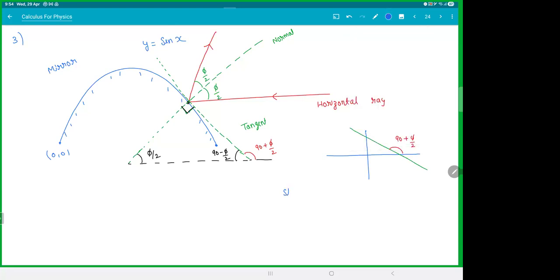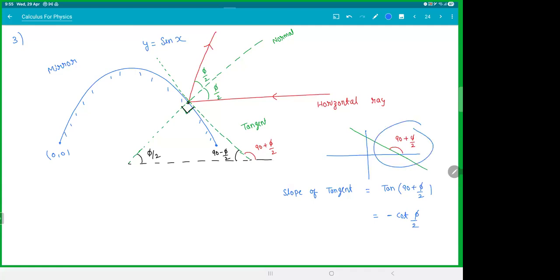The slope of this tangent is tan of 90 plus phi by 2. Clear with this? And tan of 90 plus phi by 2 is nothing but minus cot phi by 2. I hope you know that. In case you don't, don't worry, they will teach you in trigonometry. That will be the starting part. Tan 90 plus theta. Did you guys study anything like that in school? It's fine if you don't know that, that's okay.